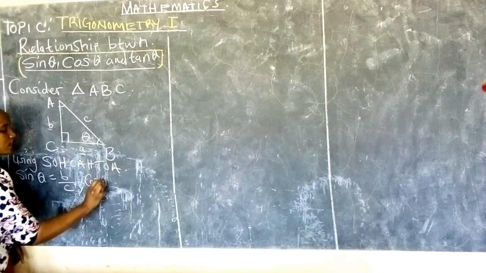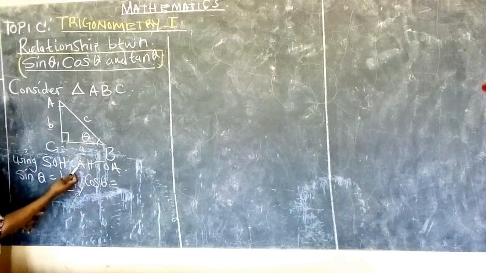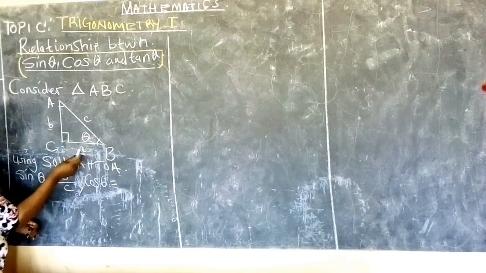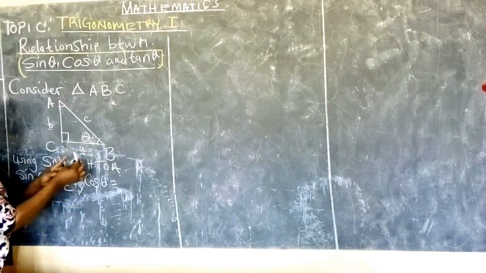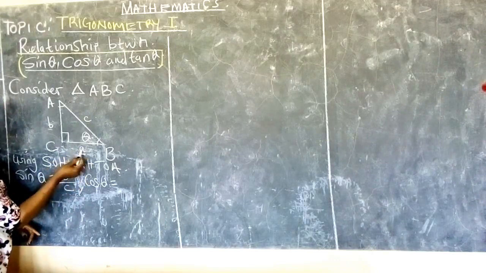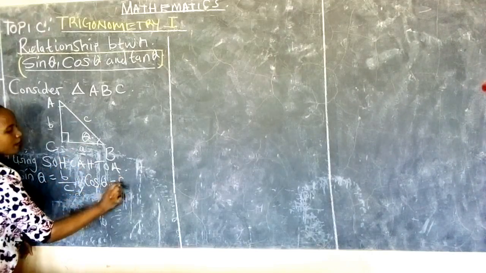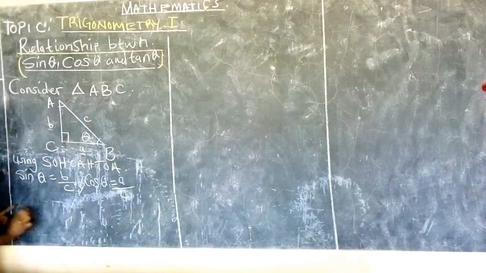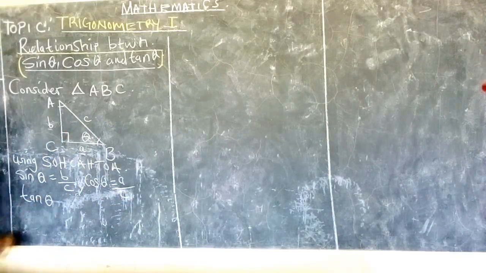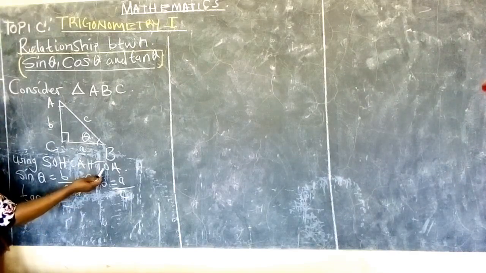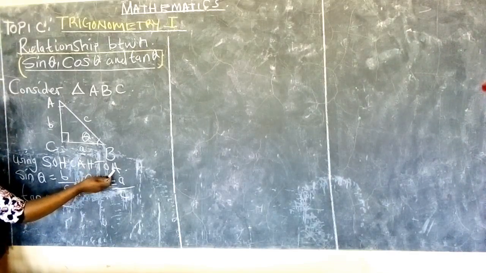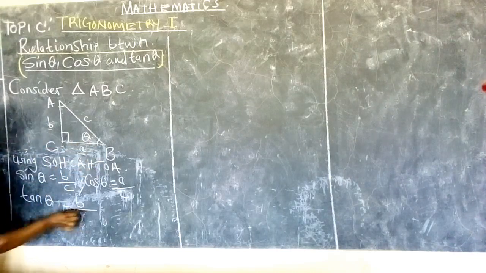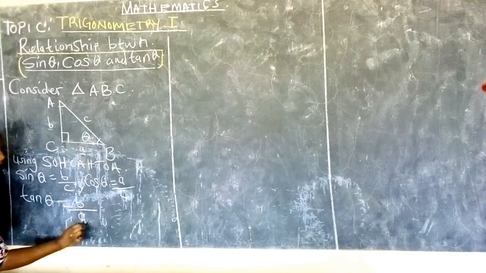Considering cos theta, the same angle, it is adjacent over hypotenuse. Adjacent means the side that is beside or very close to this angle. In this case, the adjacent side to angle theta is A, and the hypotenuse is C. For tan theta, we take the opposite side divided by the adjacent side of the same angle theta. So opposite to this angle is B, and adjacent to this angle is A.